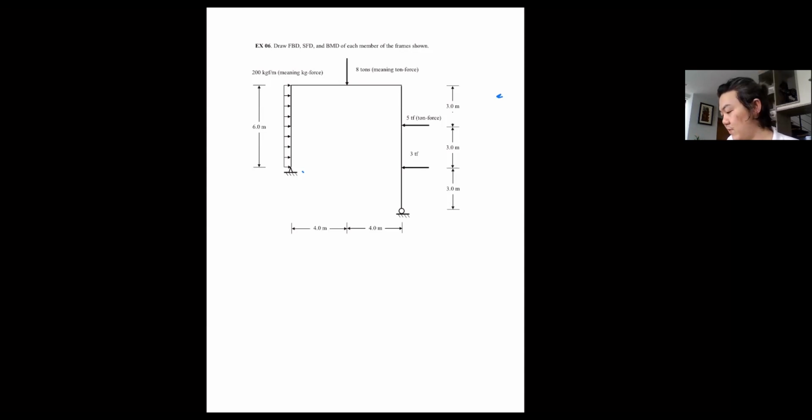So we need to try to simplify this by perhaps taking the moment at the hinge first, because there are two reactions at the hinge. So it would be smart to try to eliminate those first. Okay. So before we do that, let's give it some name, shall we? So that we can refer to the members.